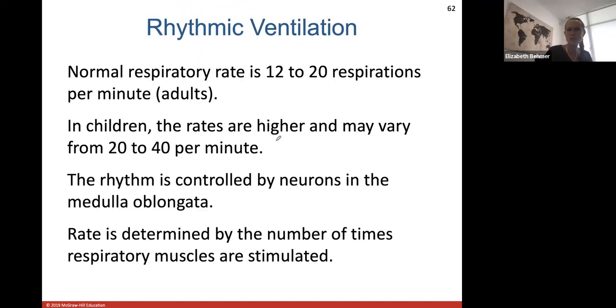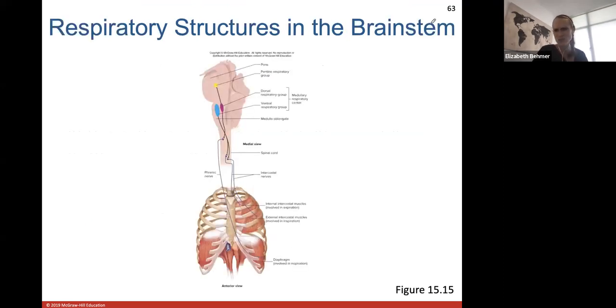Rhythmic ventilation, normal respiratory rate is about 12 to 20 breaths or respirations per minute. In children, it can be a little bit higher, and the rhythm is controlled by your brain, the medulla oblongata, and the rate is determined by the number of times your respiratory muscles get stimulated. So this just shows the respiratory structures in the brain, showing in your medulla oblongata, you have a respiratory center that innervates the muscles that control breathing, and that will control your respiratory rate. So how many breaths you take in and out in 1 minute.